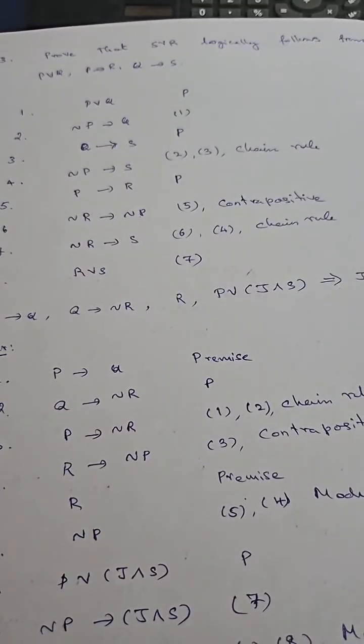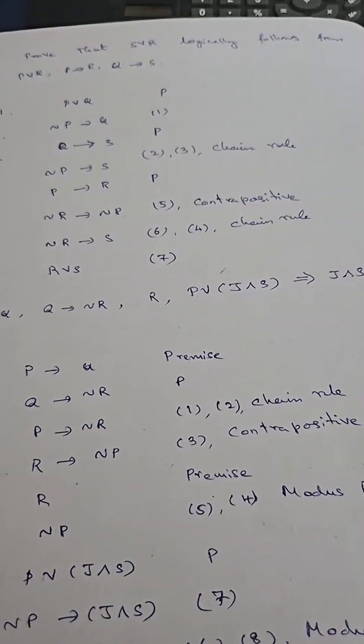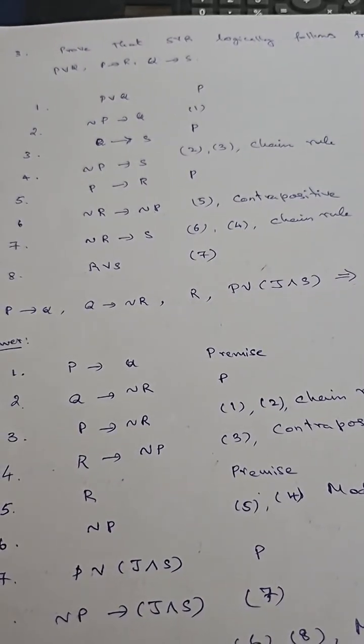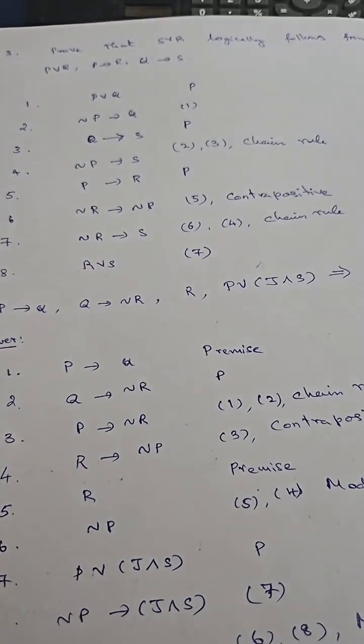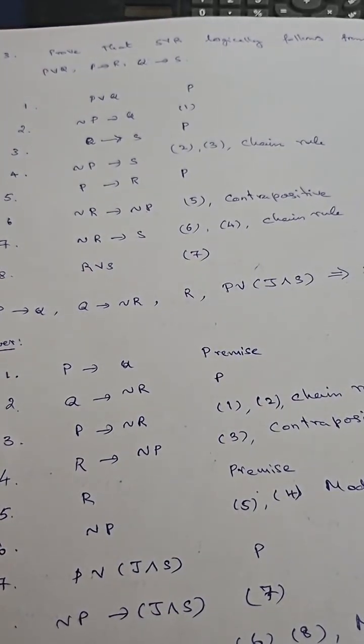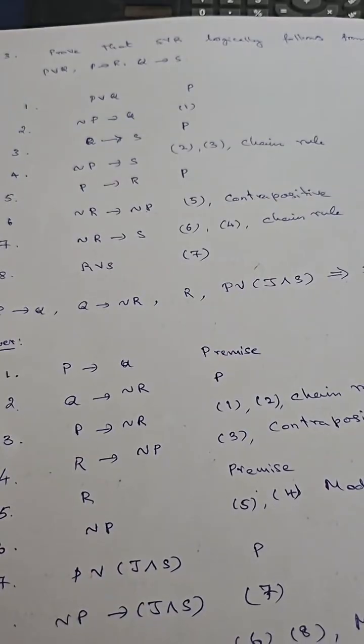Prove that S or R logically follows from P or Q, P to R, and Q to S. That is, given P or Q, P to R and Q to S, now we have to prove that S or R is logically true.